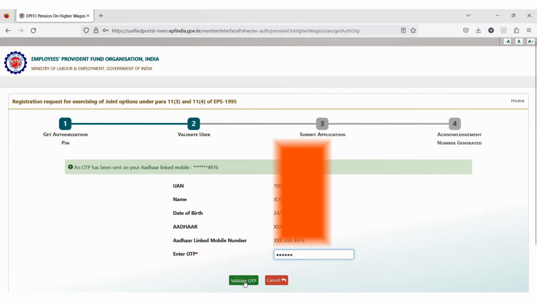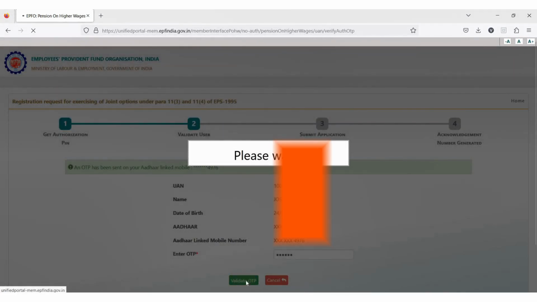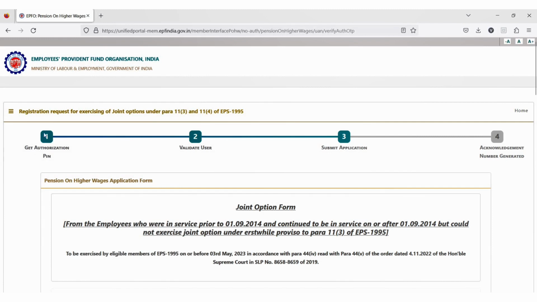You will receive an OTP in your Aadhaar linked mobile number. Enter the OTP in the place provided as shown on the screen and click on Validate OTP, which will take you to the next screen.